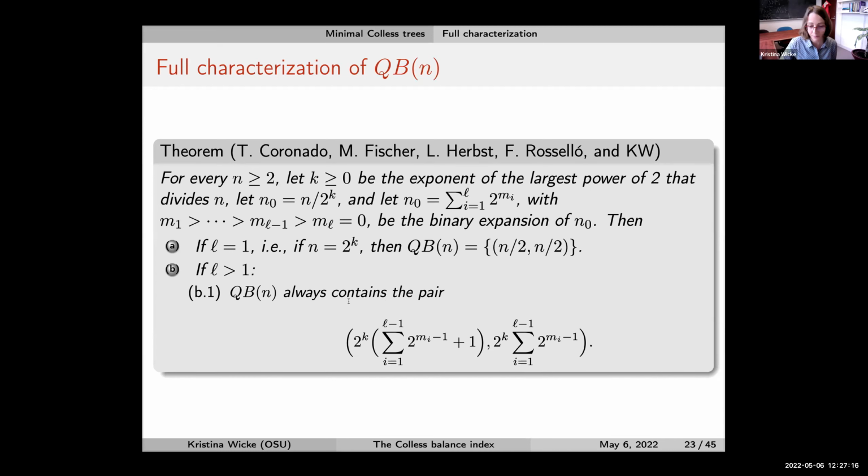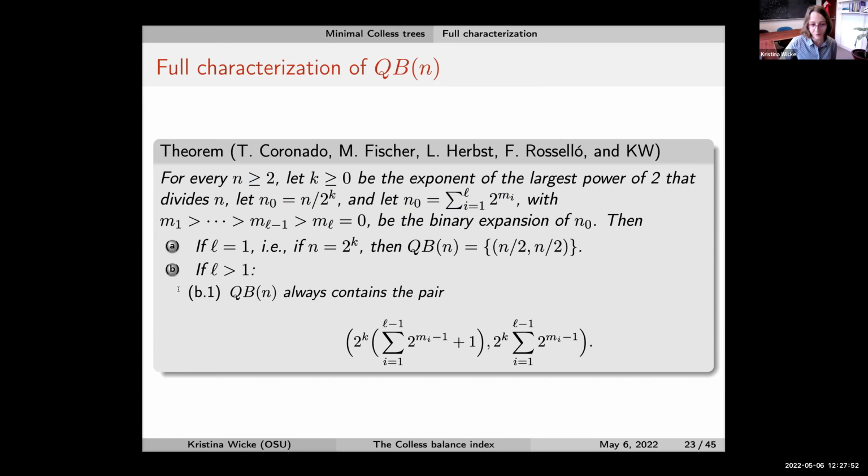And here it's a long and technical statement, so I won't go through all the details. But what we basically do is we take our leaf number n. We first divide out the highest power of 2 that is included in n. So we let n0 be defined as n over 2 to the k, where k is the exponent of the largest power of 2 that divides n. And then we consider the binary expansion of n0. And based on that, we can then fully characterize the set QB(n).